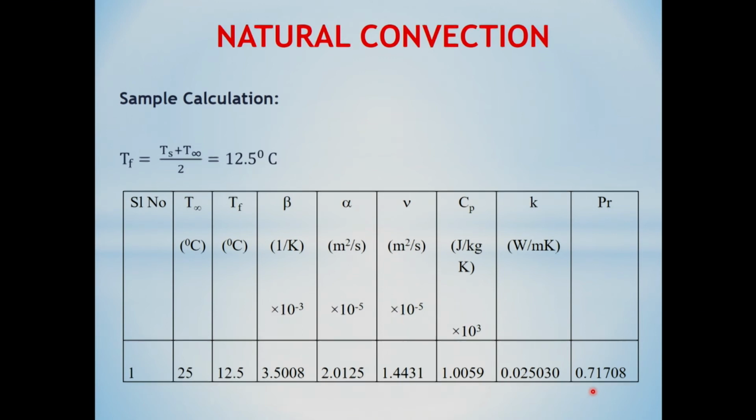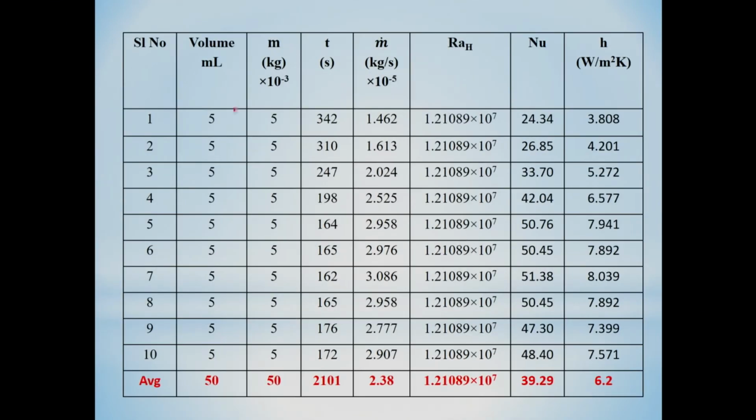So this is the volume you have measured in this slide. If you see this slide, you can see the volume measured is 5 ml. The mass would be, you just multiply, ml gets converted into kg by multiplying by 10 to the power of minus 3, and it has taken 342 seconds. So the mass flow rate is 1.462 into 10 to the power of minus 5 kg per second.